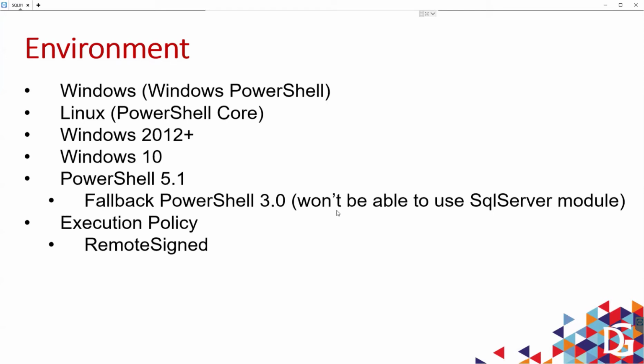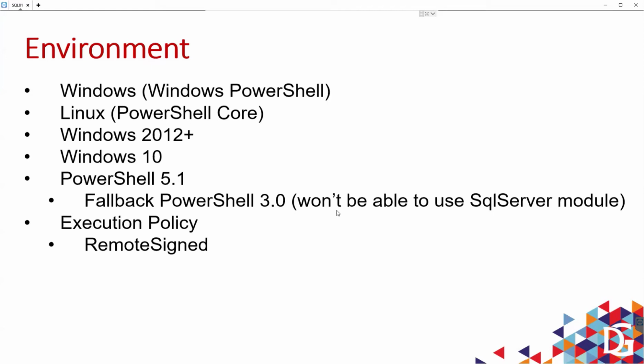There's many execution policies, and you'll see them out there. Remote signed is the default now in 2016 and above, and it depends on which cumulative update you put on there. Different ones have changed this behavior. So you just check it. I'll show you how to do that in the demo. But remote signed is where we'll live.